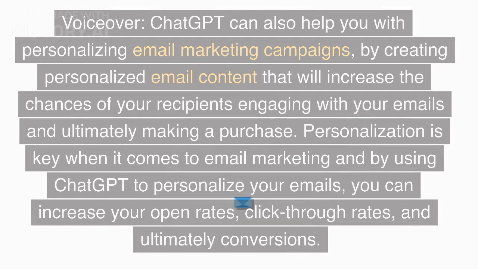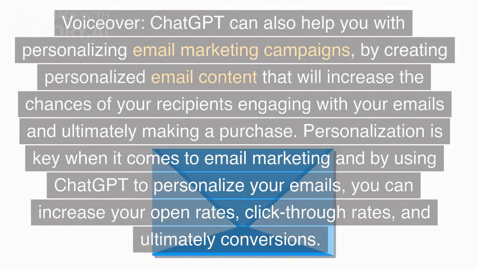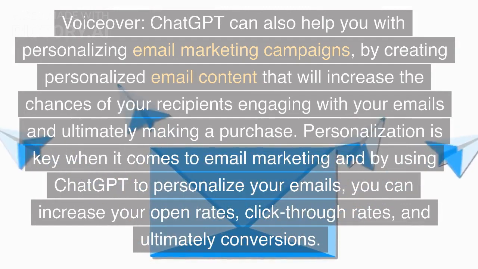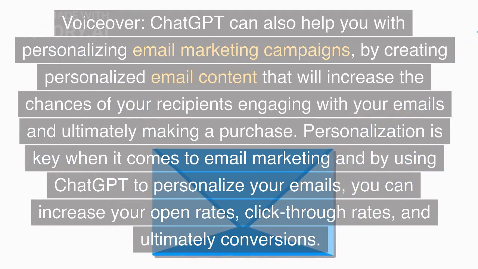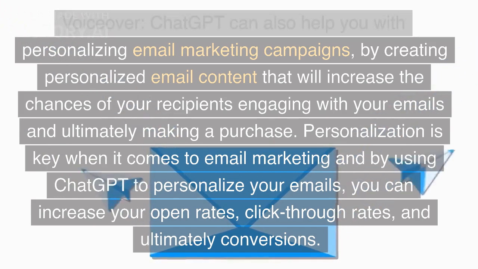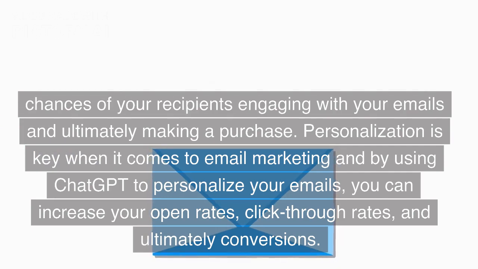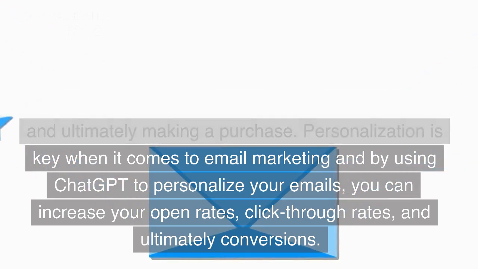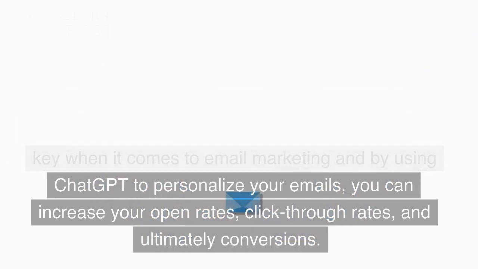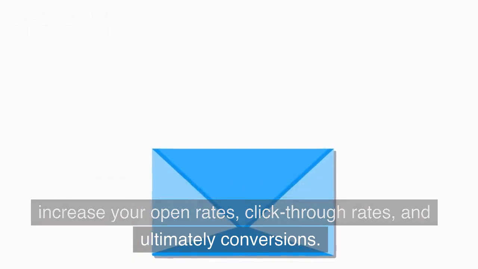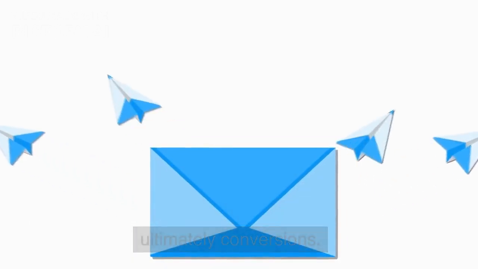Cut to footage of the person typing on the computer. ChatGPT can also help you with personalizing email marketing campaigns, by creating personalized email content that will increase the chances of your recipients engaging with your emails and ultimately making a purchase. Personalization is key when it comes to email marketing, and by using ChatGPT to personalize your emails, you can increase your open rates, click-through rates, and ultimately conversions.